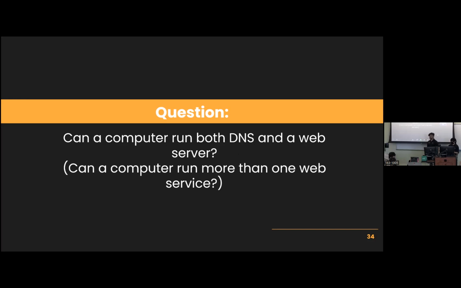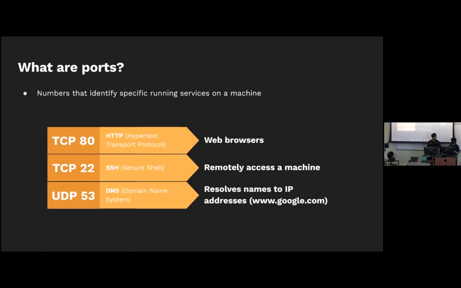It stores them in separate processes. Right, so you can access them through different ports, right? So you can have multiple web servers on different ports, and that's how you identify different services running on the machine. And that's what ports are, basically identifying specific running services on a machine so you can access different ones. So for example, I have web browsers on the common port 80. As you can see, we use a different transport protocol for TCP and UDP. SSH is for remotely accessing a machine. So if I wanted to go into another machine and run commands on it, I could use SSH. And DNS, what we talked about earlier.